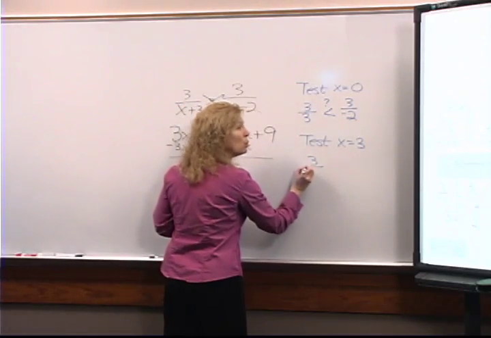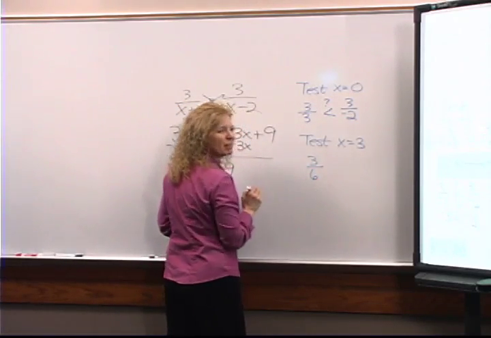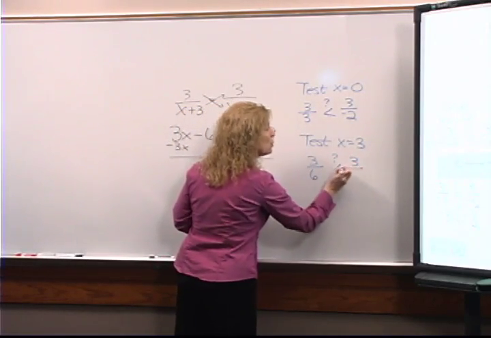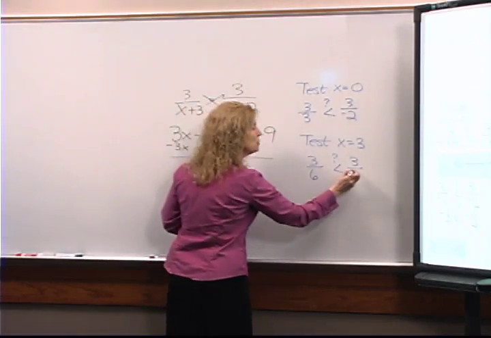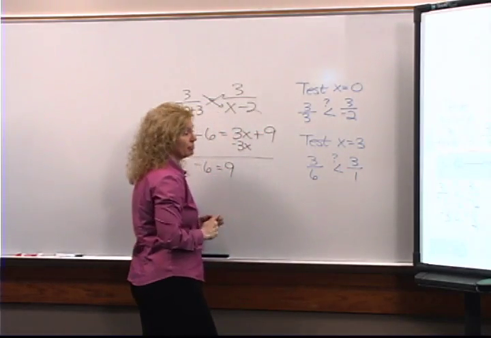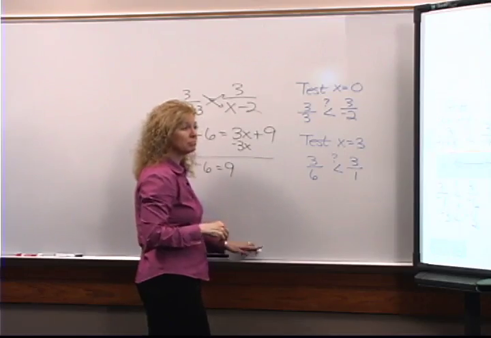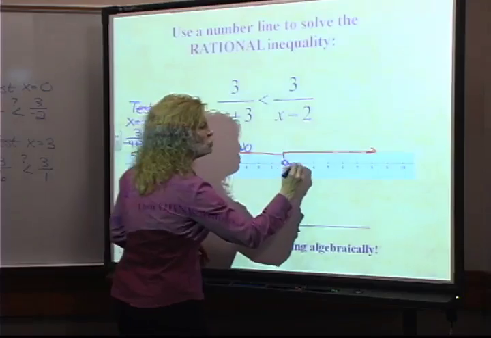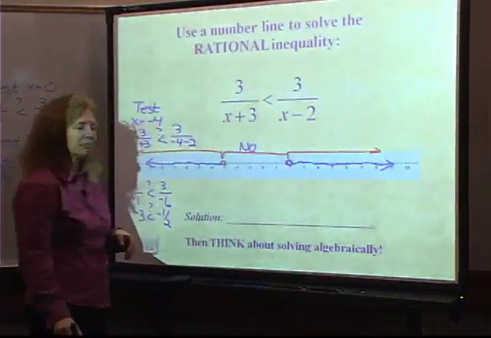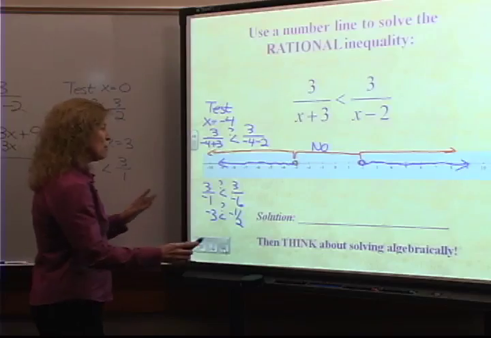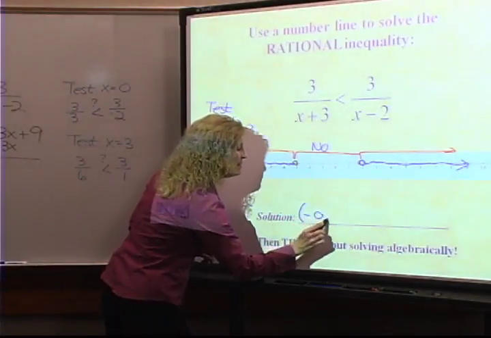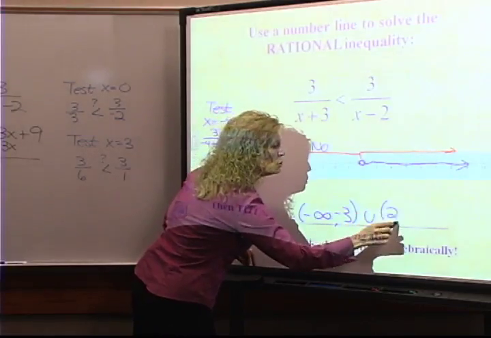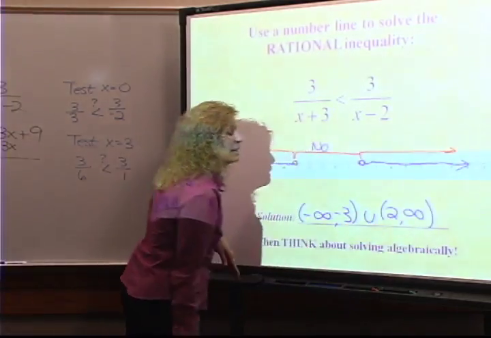I have 3 over 6. I did the 3 plus 3. Is that less than 3 over 3 minus 2? 1. Is a half less than 3? Yeah. And so from 2 up, we're good. And so my solution is negative infinity up to negative 3, union 2 up to positive infinity.